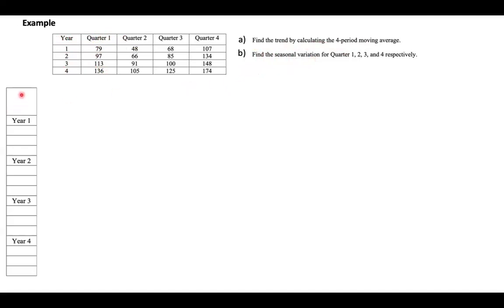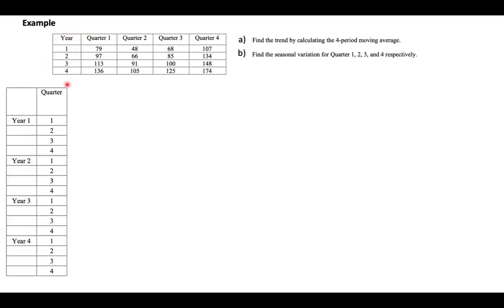So the very first thing that you need to do is to write down year 1, year 2, year 3, and year 4. So we got it from here. Next, we have quarter 1, 2, 3, 4 for each year. So I got it from here, 1, 2, 3, 4. So that would be for year 1. 1, 2, 3, 4 for year 2. 1, 2, 3, 4 for year 3. And 1, 2, 3, 4 for year 4.